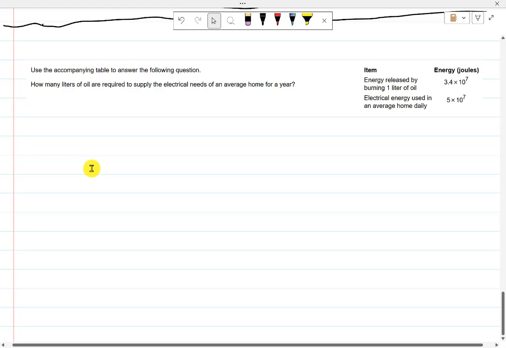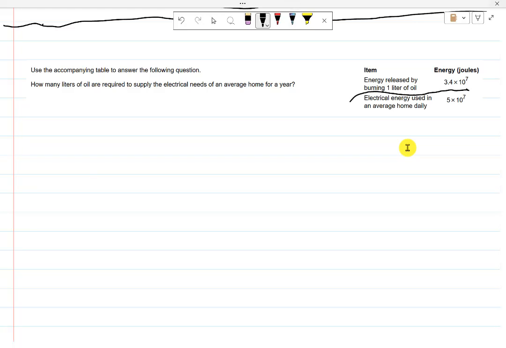Or you have a problem where they give you a table of values and you have to use it in the problem. So here we are asked, how many liters of oil are required to supply the electrical needs of an average home for a year? So this is the amount given daily. So this here is daily. First of all, I need to know how much that is for a year. So I can take, let's say, the energy used.